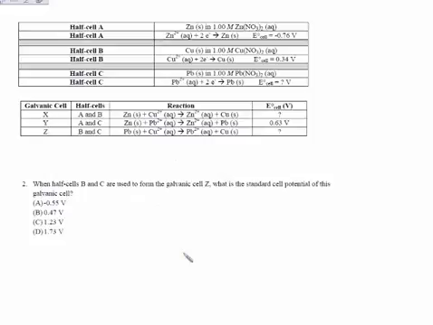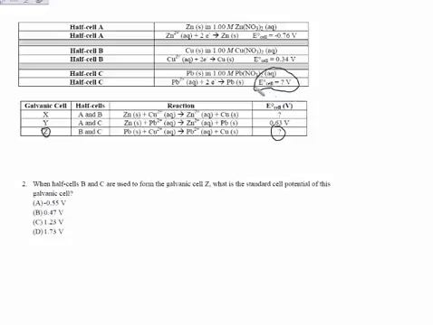Problem number 2. So half cells B and C are used to form a galvanic cell Z. So here we're talking about galvanic cell Z. And I'm going to use these two chemicals, copper and lead, as you can see here, copper and lead. What is the standard cell potential? So the question here is, what is this number? Alright, so then what are the challenges facing us? We need to figure out what both of these are. They don't give us lead here.